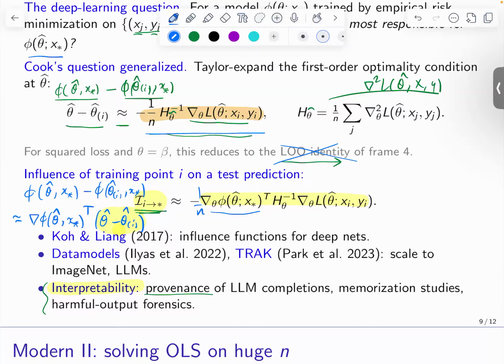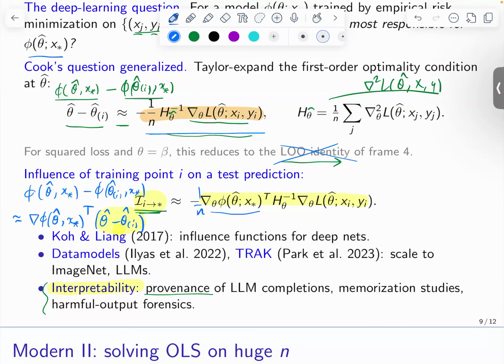Yes. The Hessian is the main one because it's like a matrix. So if the parameter is p-dimensional, this is going to be p by p. So if you have a million, 100 million, or let's say an LLM with a billion parameters, it would be a billion by a billion matrix. So people try to approximate this even. So even this is not viable.